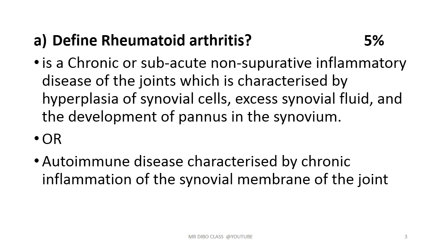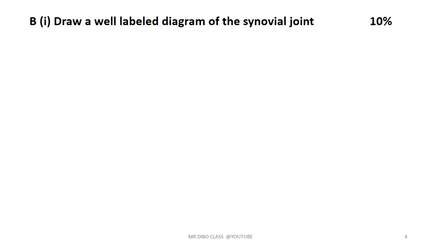So take note, in rheumatoid arthritis, it is autoimmune and characterized by chronic inflammation of the synovial membrane of the joint.